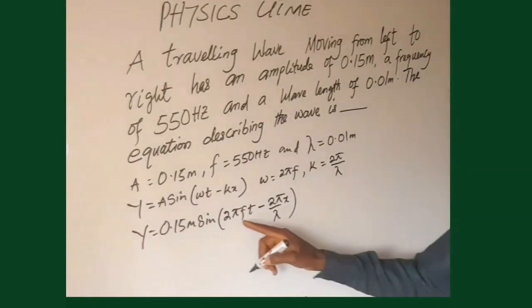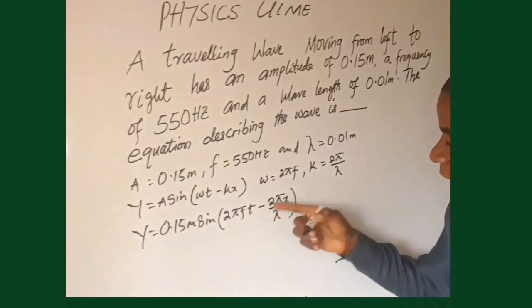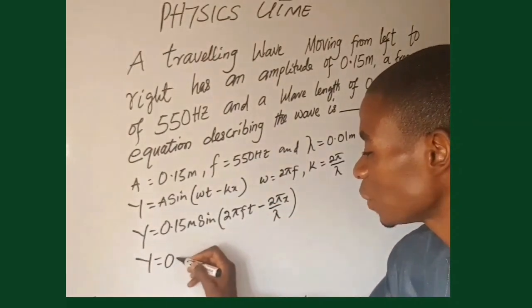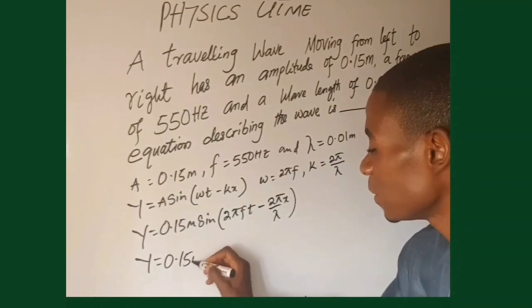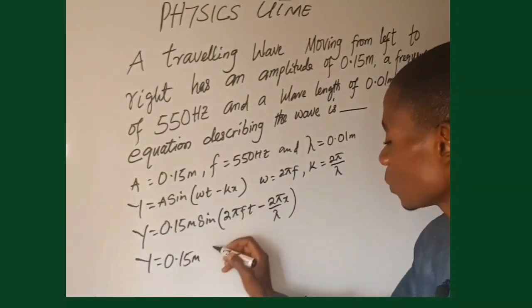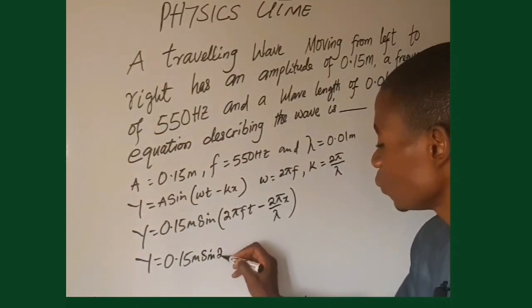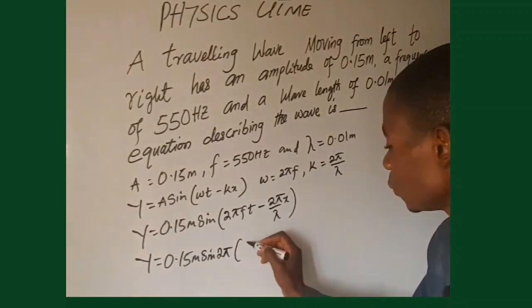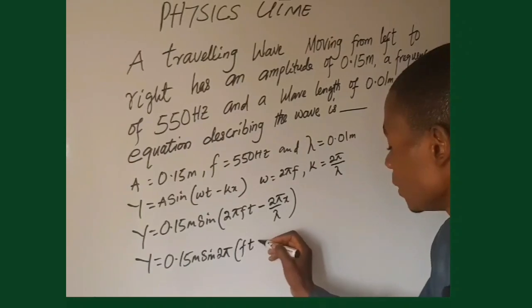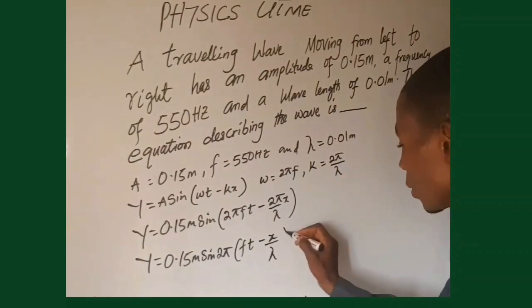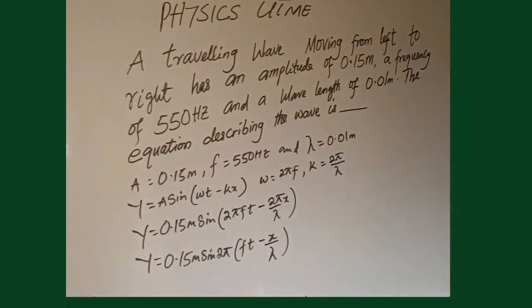All right, so 2 pi and 2 pi are common in the equation, so we have y will be equal to 0.15 meter. Then we factor the 2 pi out, so we have sine 2 pi into f t minus x all over lambda, we close our bracket.